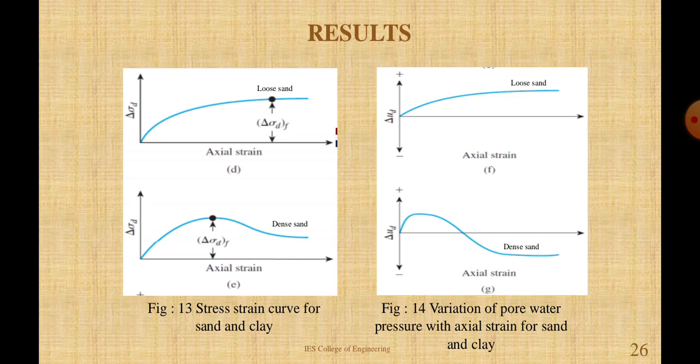Figures D and E show the stress-strain curve for a consolidated undrained test. The shape of the curve is similar to that obtained in a consolidated drained test. And figure 14 shows the variation of pore water pressure with axial strain for sand and clay. That is, F and E show there is an increase in pore water pressure throughout for loose sand and normally consolidated clay.